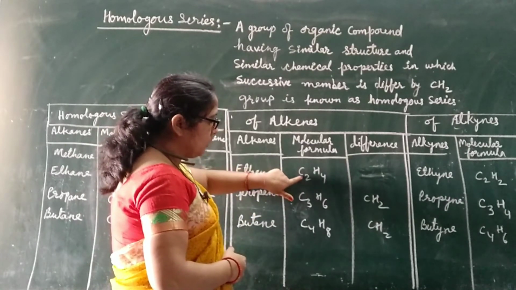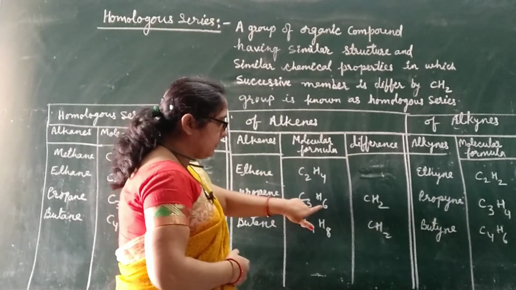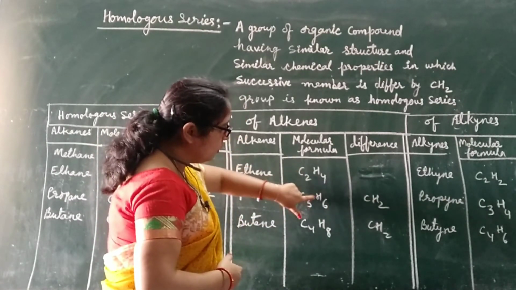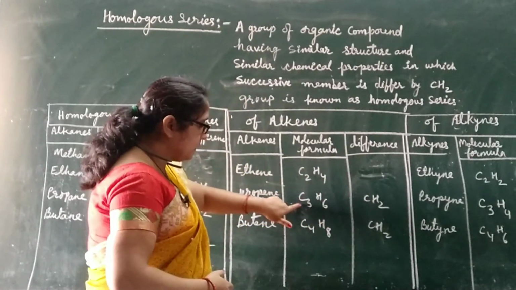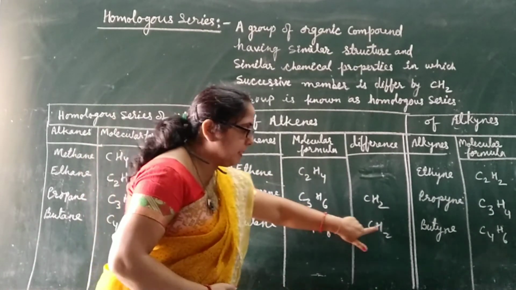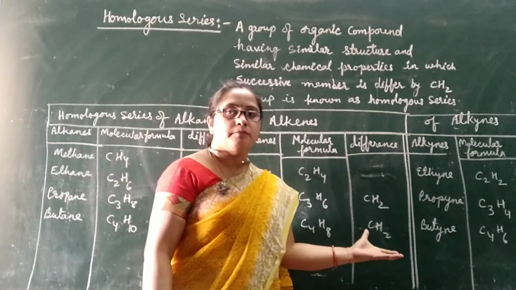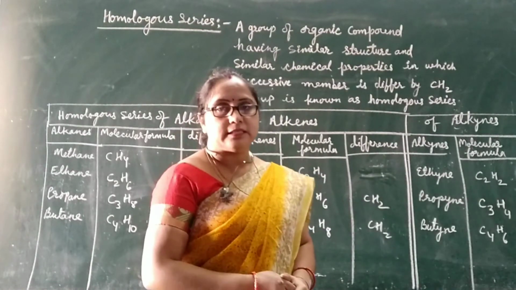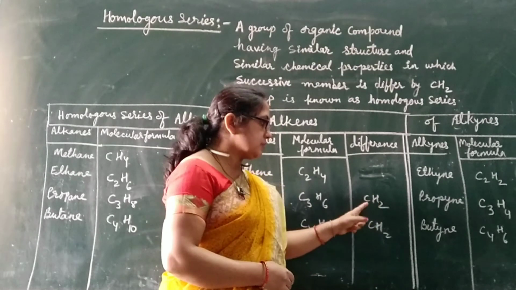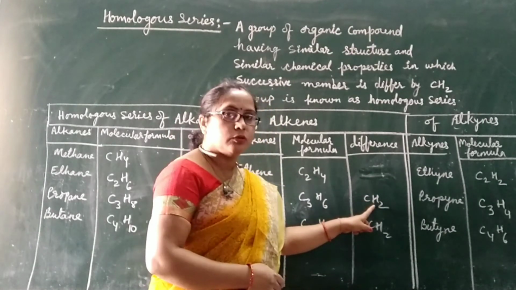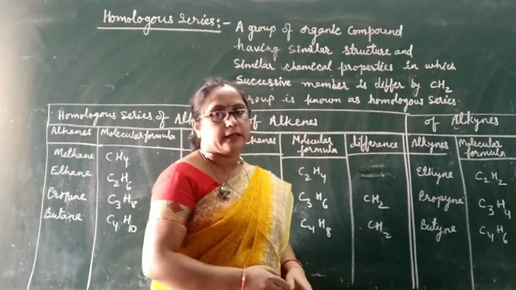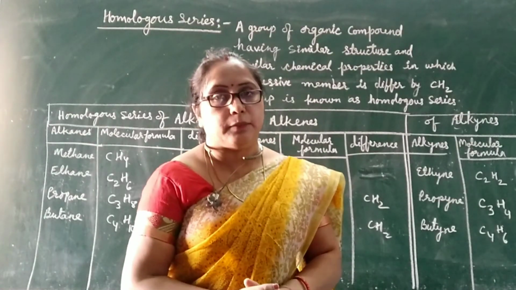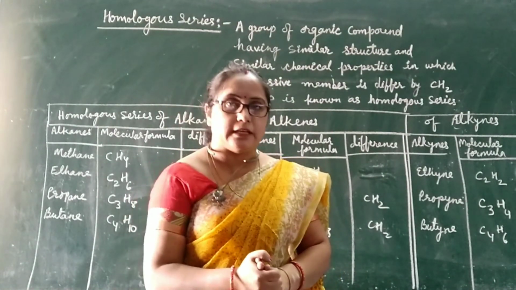Ethene has 2 carbon and 4 hydrogen, propene has 3 carbon and 6 hydrogen. So these two differ by 1 carbon and 2 hydrogen atoms. Again, the next two members differ by 1 carbon and 2 hydrogen. It means they differ from each other by a CH2 group. If we compare them by mass, this CH2 group has a mass of carbon 12 and 2 hydrogen, that is 2, so 12 plus 2 is 14 units. It means in a homologous series, successive members differ by a mass of 14 units and a CH2 group.